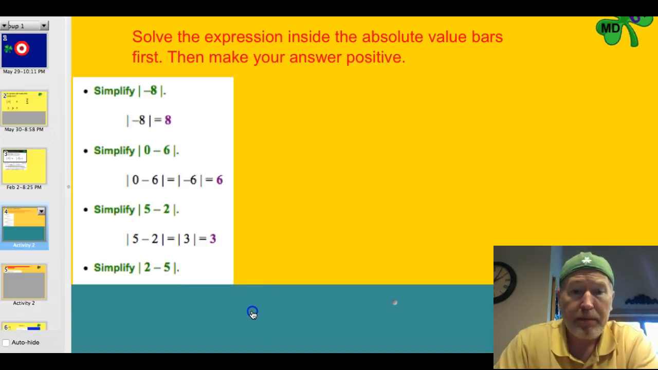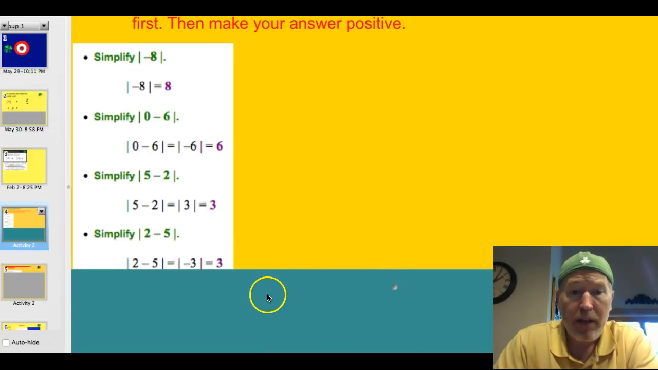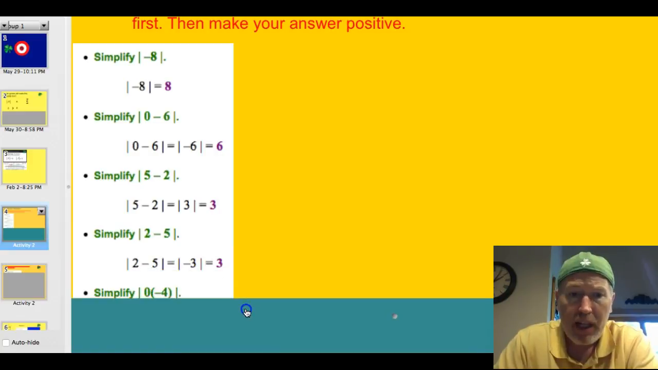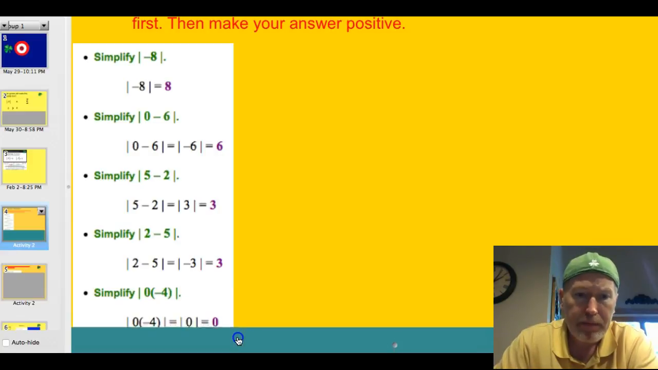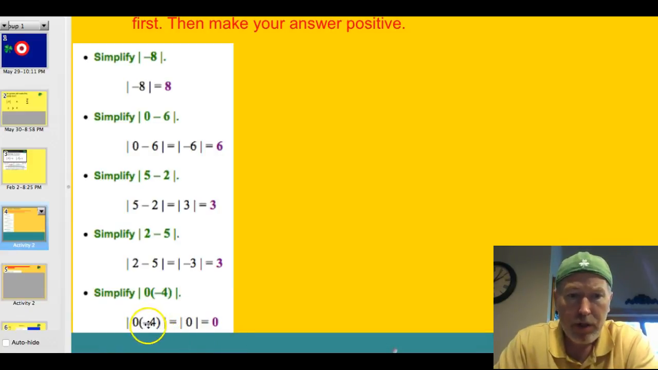Okay, let's see how you did. Well, 2 minus 5 is -3. -3, the absolute value of that is 3. So see how you perform the operation first, and then whatever the answer is, it becomes positive because distance is always positive. I think I have one more. Okay, that's a multiplication one. Be careful there. All right, let's take a look. 0 times -4 is 0. Absolute value of 0 is 0.